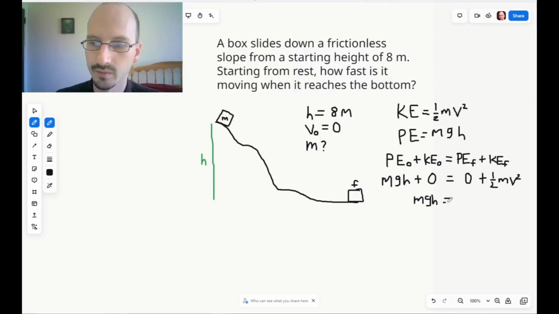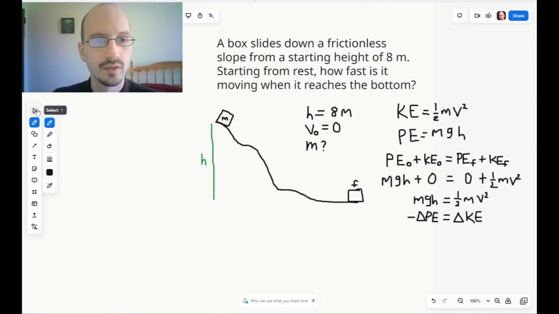mgh equals 1/2 mv squared. And if you look at this, this also is correct with the change in potential energy, because it loses mgh of potential energy, is equal to the change in kinetic energy, because it starts from 0 and ends with 1/2 mv squared. So that just goes to show that these two versions of this equation will tell you exactly the same thing.